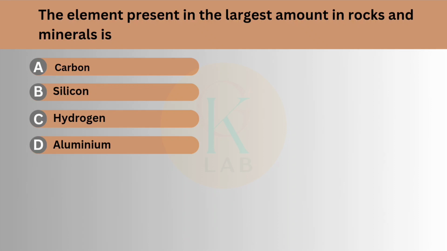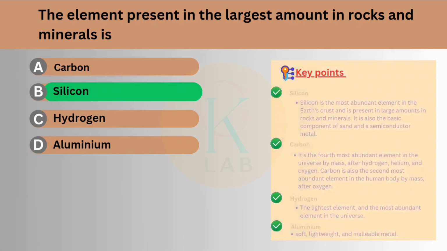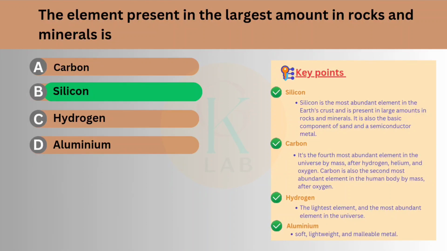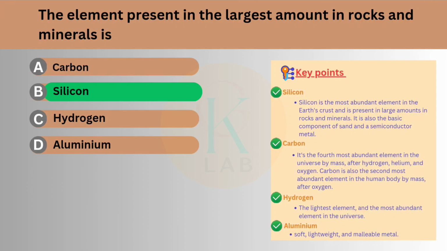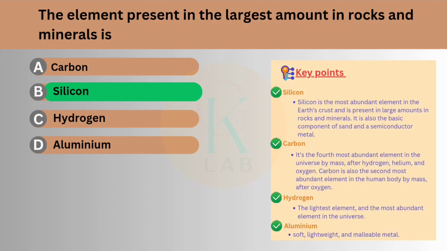Next question. The element present in the largest amount in rocks and minerals is? Correct answer is option B, silicon. Some important key points: silicon is the most abundant element in the earth crust, and it's present in large amount in rocks, mainly in rocks and minerals. It is also the basic component of sand and semiconductor metals. Another semiconductor is germanium.